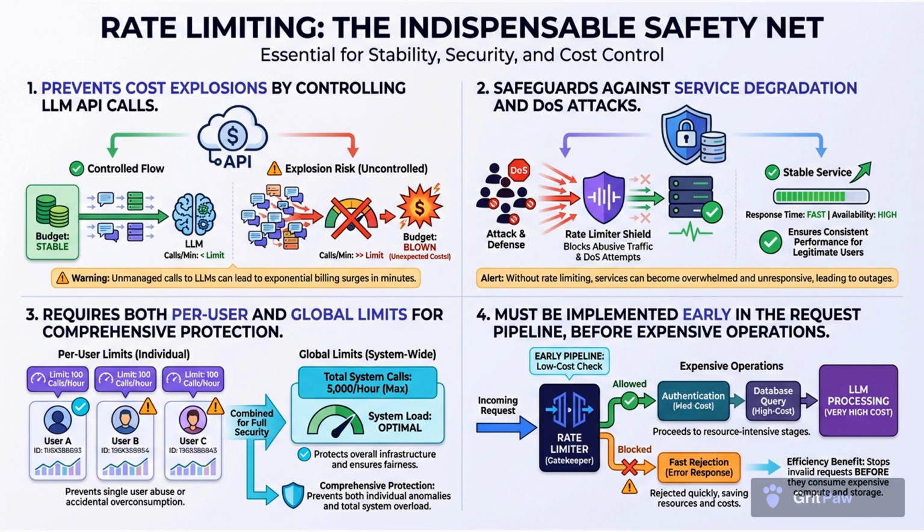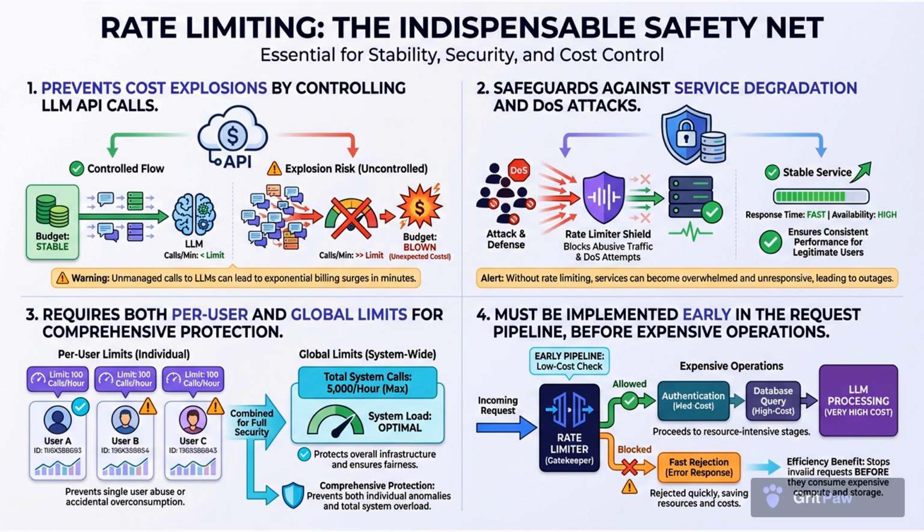We need to implement both per-user rate limiting, to prevent any single user or client from monopolizing resources, and global rate limiting to protect the entire system from overall overload. Implementing this early in the request pipeline, before any expensive operations, is crucial. It acts as a bouncer at the entrance of your club, ensuring that only a manageable number of guests enter at any given time. This proactive measure safeguards your infrastructure, protects your budget, and maintains a fair and reliable service for all your users. Let's look at how we can implement a basic token bucket rate limiter to achieve this essential protection.